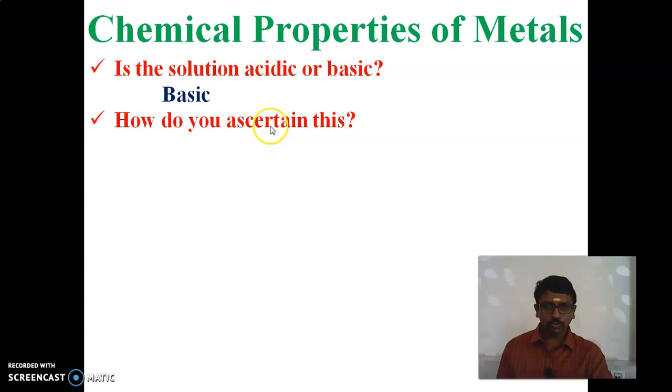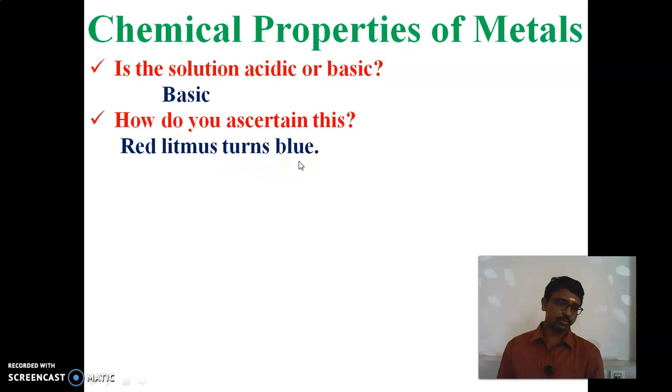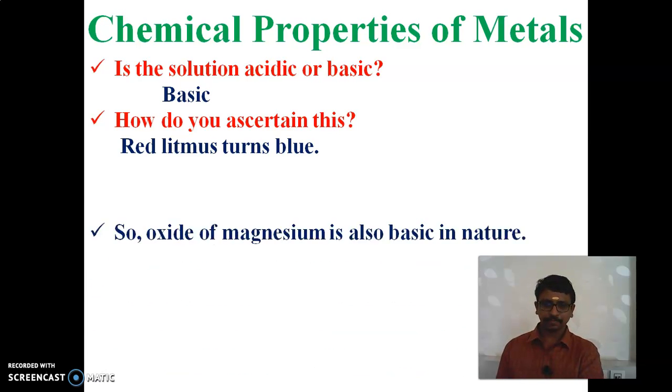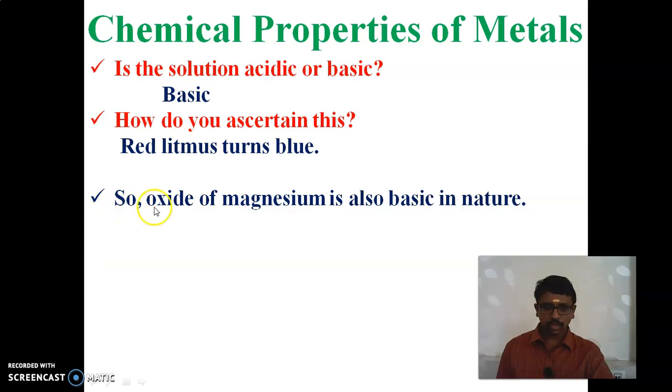So how do you ascertain this? How did you identify it? With the help of red litmus paper, the red litmus paper turns blue. So with that we can conclude that it's basic in nature. Oxide of magnesium is also basic in nature.